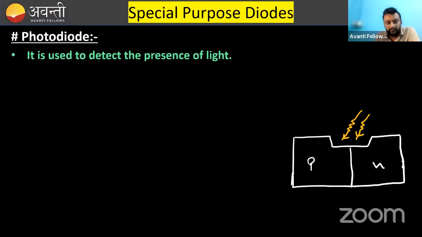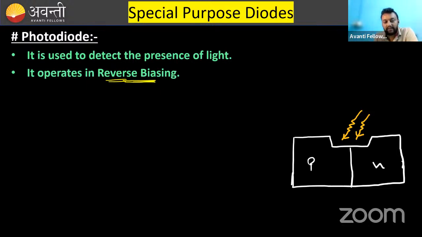Now, first point is clear. It is used to detect the presence of light. Next is, it operates in reverse biasing. This is again a very good concept. It operates in reverse biasing. Zener diode is also working in reverse biasing. Photodiode is also working in reverse biasing.